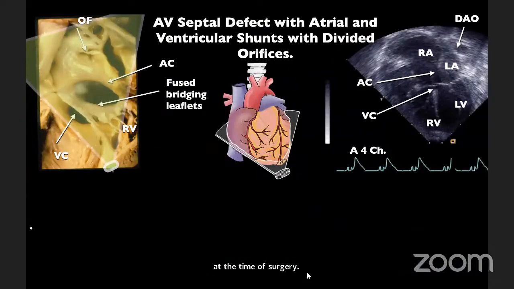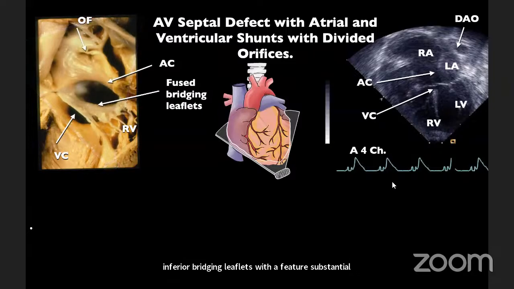So now we'll talk about those that are ostium primum ASDs, but with ventricular components. And here you see the valve leaflets are fused. So now we've got the oval fossa over here, the ostium primum atrial septum, and the fused superior and inferior bridging leaflets with a fairly substantial AV septal defect here. So two orifices with one common junction.